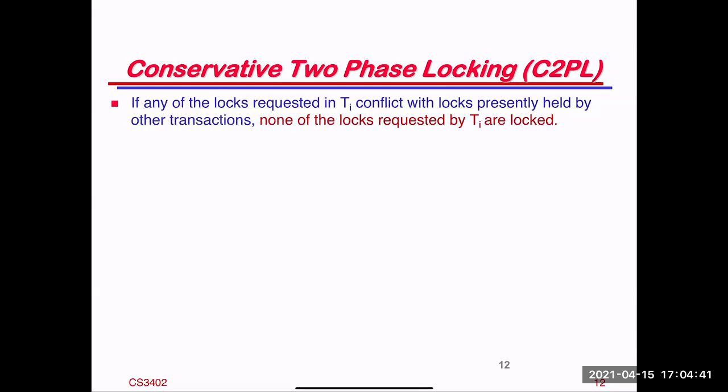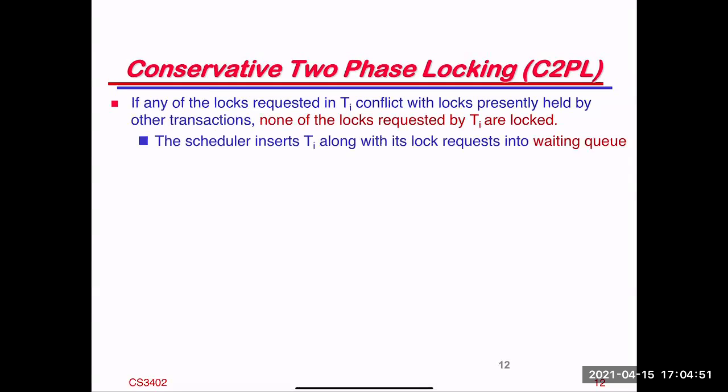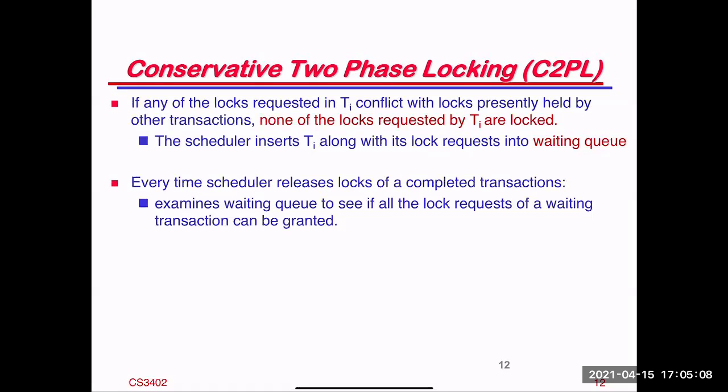So conservative two-phase locking is not a gradual thing. You don't try to acquire these locks one after the other. You acquire them all in one shot. And if that's not possible, if some items are already locked, then the scheduler will just insert the transaction Ti along with its lock requests into a so-called waiting queue. And every time the scheduler releases the locks of a completed transaction, it will examine the waiting queue to see if all the lock requests of a transaction in the waiting queue can be granted.